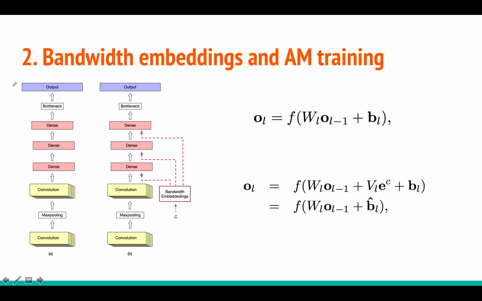Look at this as some sort of acoustic model which does not use the bandwidth embeddings. If you look at it, it has some convolution layer, some max pooling and convolution, some dense layers, some bottleneck and then output. Assume they have not completely explained how these outputs are calculated and how they propagate the loss.